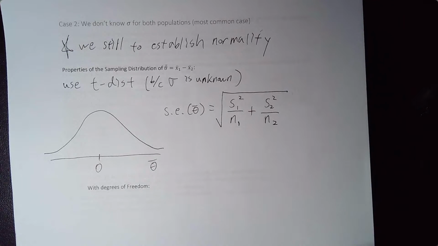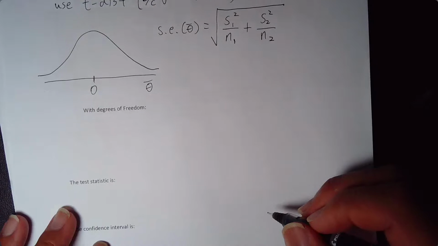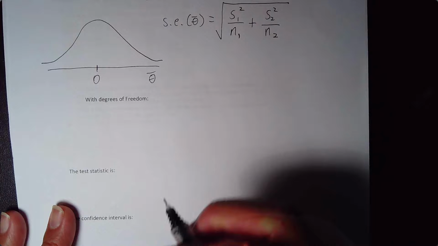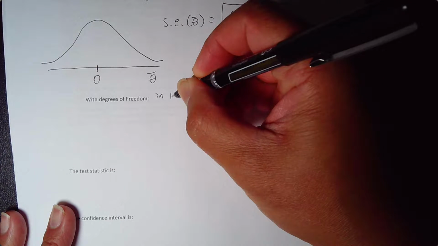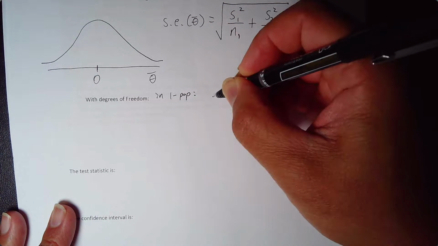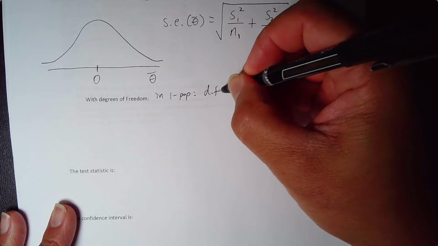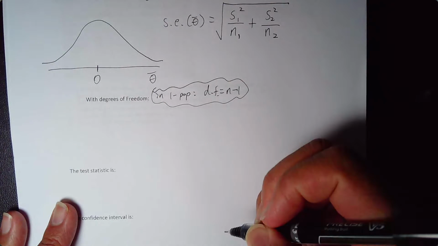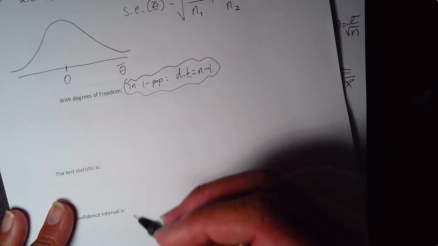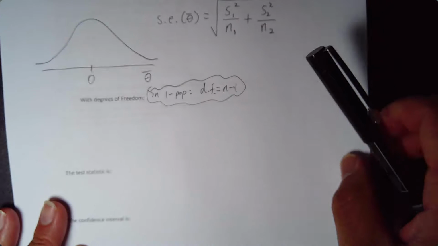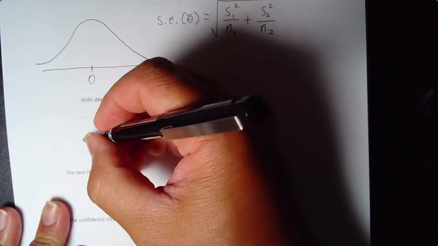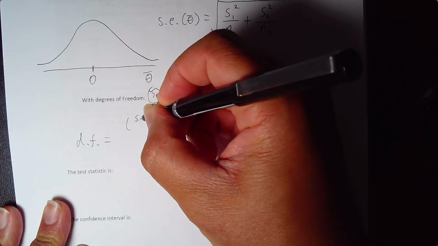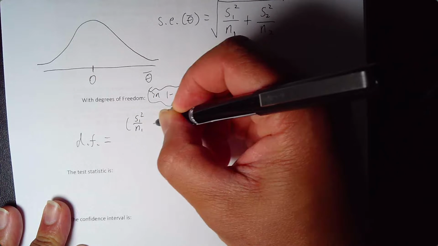Now, here comes the hard part. Whenever we use the t distribution, we need to calculate the degree of freedom. In a one population case, remember, the degree of freedom equals n minus 1. Very, very simple. Now, in a two population case, our degree of freedom, unfortunately, is very complicated. It is a very long formula. I'm not going to say anything, I'm just going to write it down here.